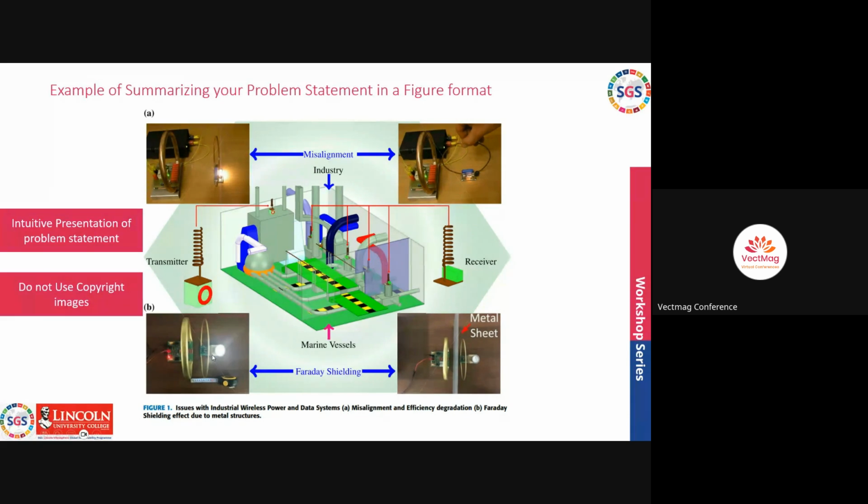This is a bulb glowing, and I bring in a metal sheet in here. This power transmission ceases to exist because of the Faraday shield. Okay. So now I say that I have a problem here. If my transmitter is placed here and my receiver is probably placed here, here, here, here, there is a lot of metal in it and there is a misalignment. Right? So this gives an intuitive presentation of my problem statement.